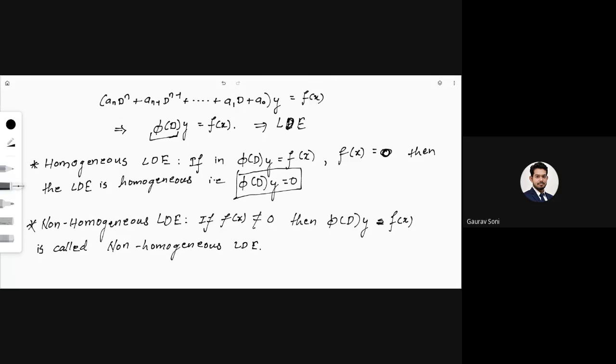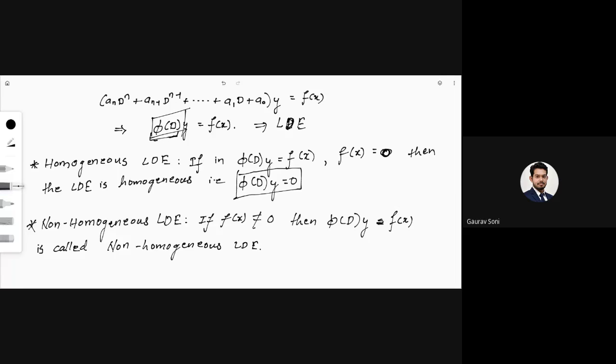Okay, so there are two types. A linear differential equation is of the form phi of D acting on y is equal to f of x. Look, I am using the word acting because phi of D is an operator. So if f of x is 0, then my linear differential equation is homogeneous. If f of x is not equal to 0, then it is non-homogeneous.